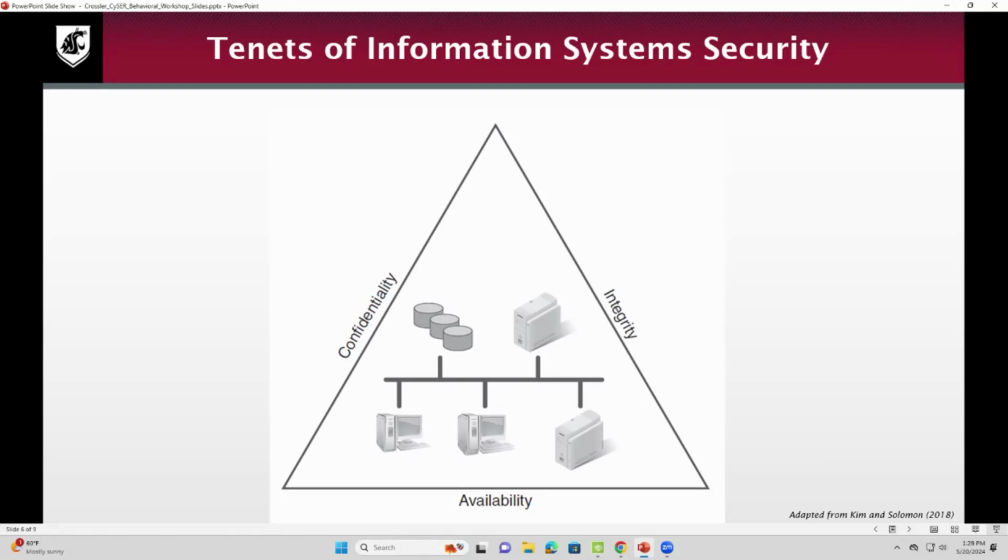And the last of which is availability. One of the greatest ways you can have secure data is to just not connect it to the internet. Well, what's the problem with that?